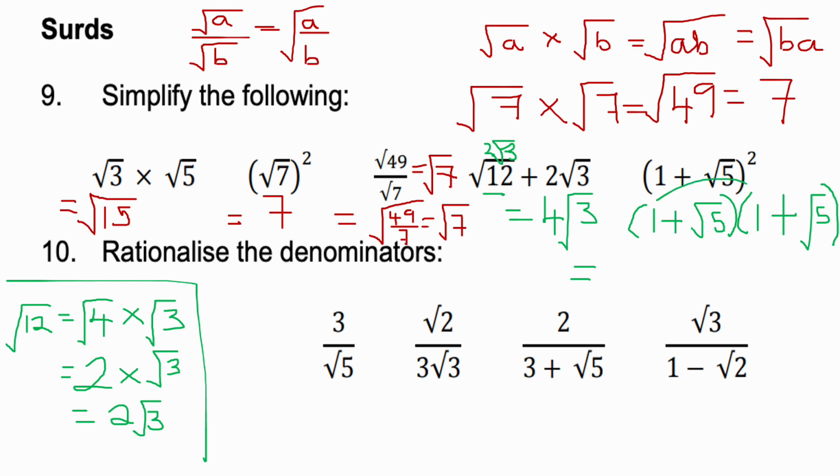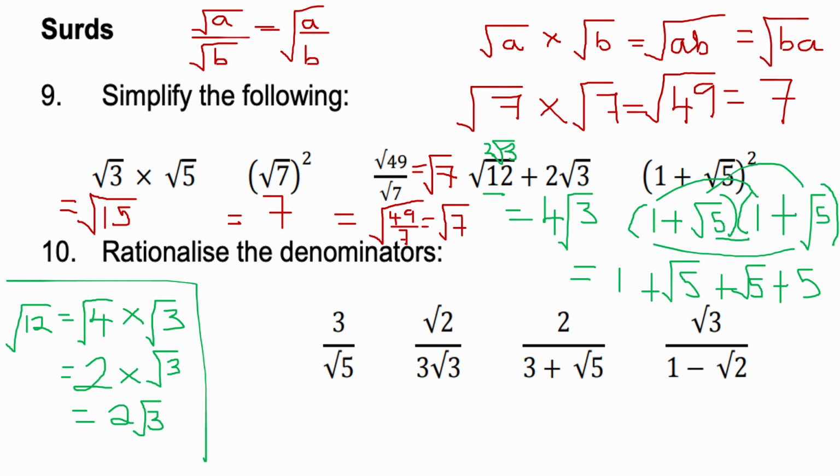1 times 1 is 1. 1 times root 5 is plus root 5. Root 5 times 1 is plus root 5. And then root 5 times root 5 is the square root of 25, which gives us 5, okay? 25 is a square number, so I can take the square root of that, okay?